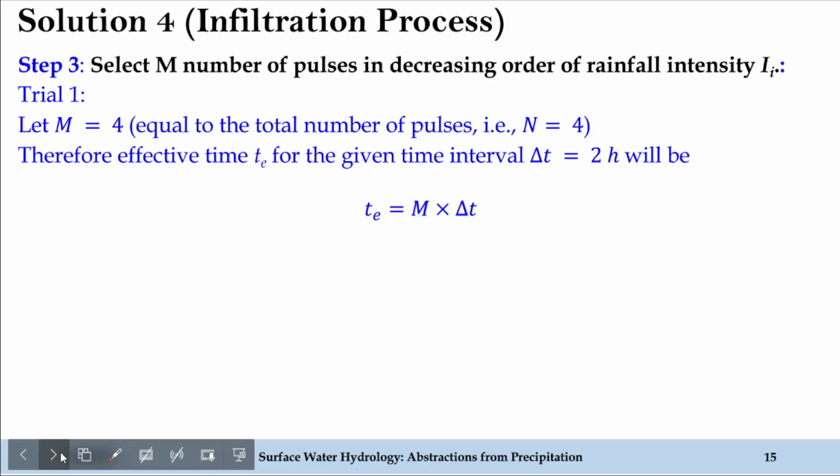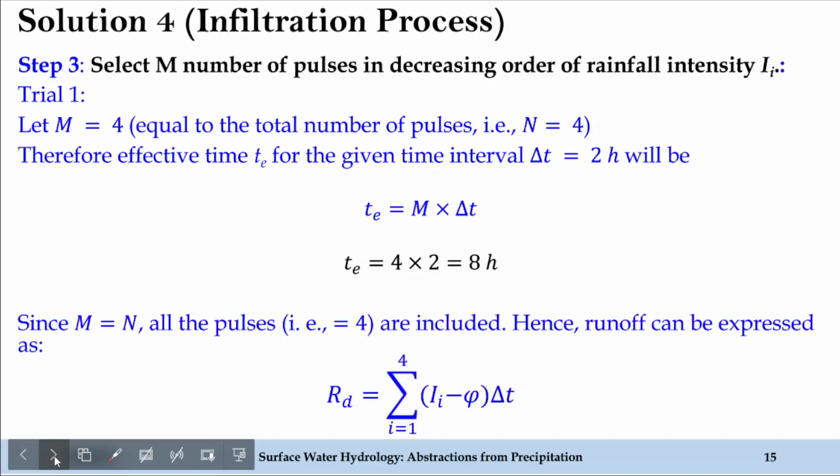How to find the effective time? Effective time TE is expressed as m into delta t. Here m we have taken as 4 and delta t is the time interval, which is 2 hours. Substituting these values, we get effective time as 8 hours. Now in this trial number 1, m is equal to n, that is, the number of pulses we have selected is equal to the total number of pulses, n equal to 4.